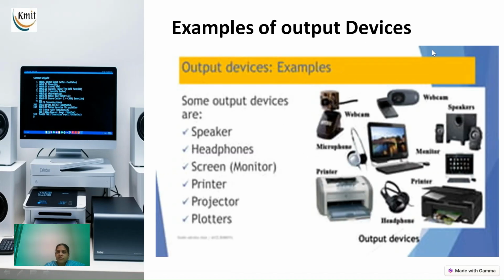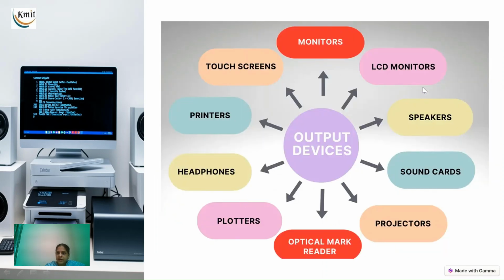Coming to the examples of output devices through which the user gets the output from the computer: the speaker, headphones, monitor, printer, projectors, plotters. These are the different types of output devices available in your computer. You can see in detail the different types of output devices: touch screens, monitors, speakers, projectors, sound cards, headphones. All these are some of the output devices available.